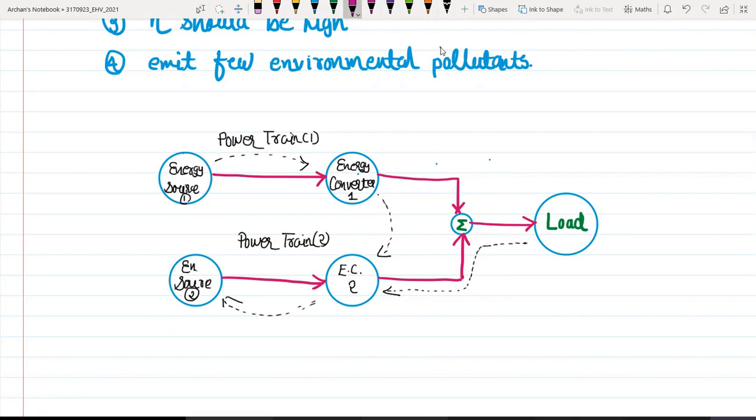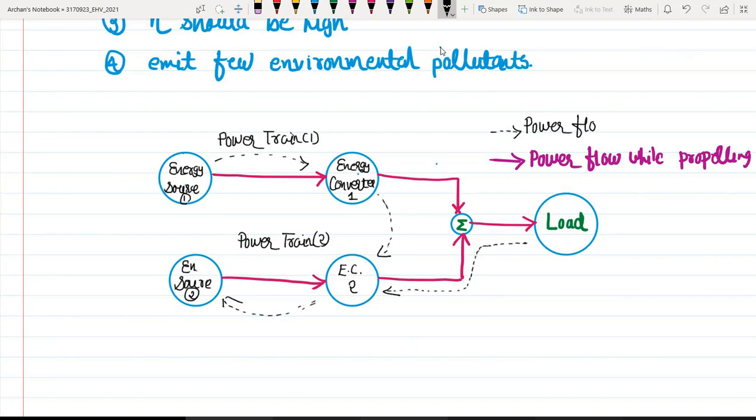So the one with the strong line is the power flow while we are accelerating, or you can say propelling the vehicle, right? And this dashed line is the flow of power while charging powertrain.